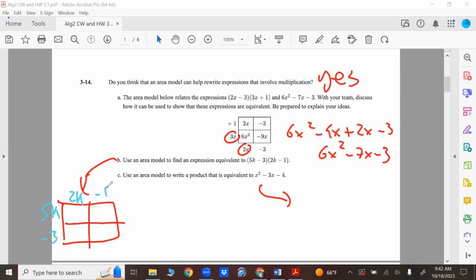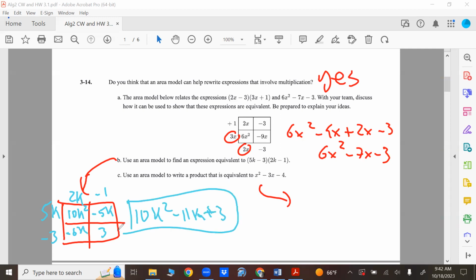Okay. So what's going to happen? What's 5K times 2K, guys? What's 5K times -1? Yeah, -5K. What's 2K times -3? And finally, -3 times -1. Do we have like terms in this box? We have 2 like terms, which are what? And when you combine them, what do you get? Perfect. There you go.